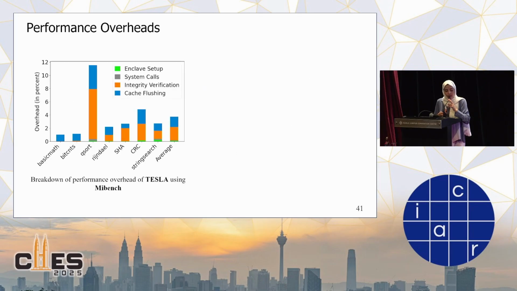We also used the MI-Bench benchmark to evaluate the performance of Tesla, and also calculated the contributions due to various factors to the overheads, like enclave setup time, system calls, integrity verification, and cache flushing. So at enclave setup time, the only thing that needs to be done is to register the enclave in the security monitor and extract its hashes and key, which does not add a lot of performance overheads. The performance of system calls is also improved with the help of enclave windows, so that overhead is also reduced.